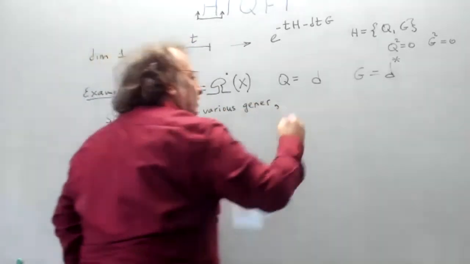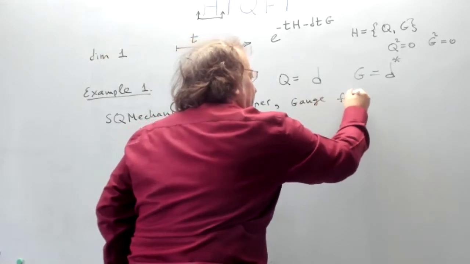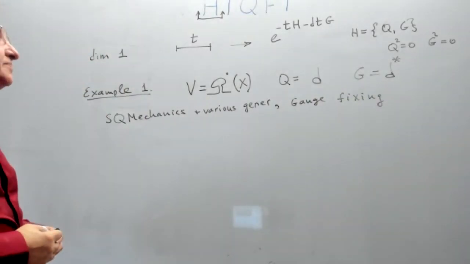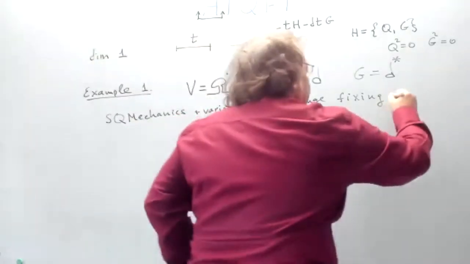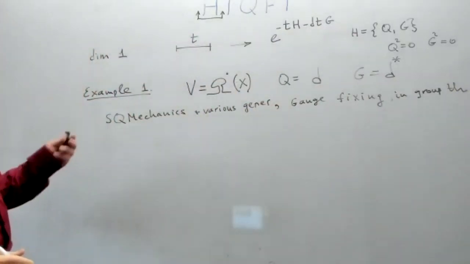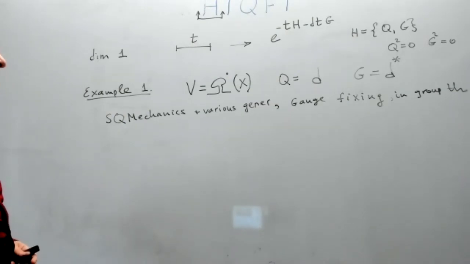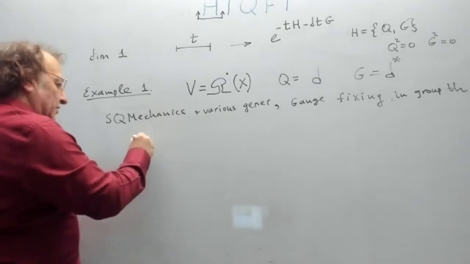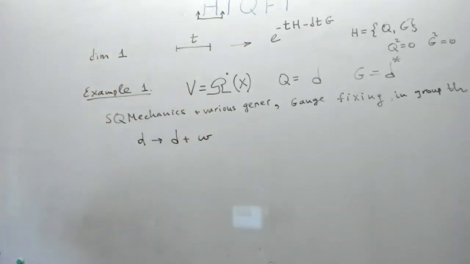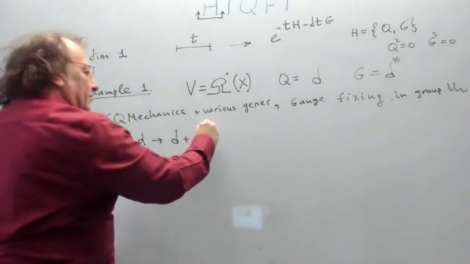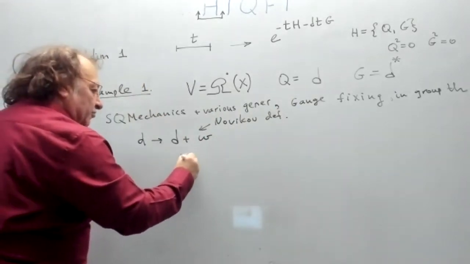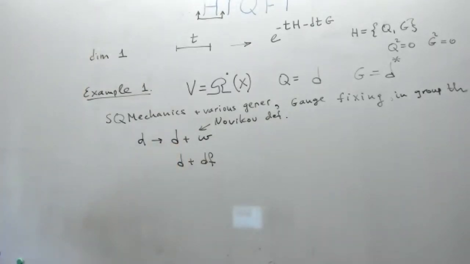We can find this also in the gauge fixing, so it's Lorentz gauge fixing. We also can find this in group theory, if X is a group manifold, and there are other examples. Actually here, D could be deformed to D plus omega, where omega is a one form. This is known as the Novikov deformation. It turns out that already a trivial deformation like this is interesting, and this is called Witten deformation.